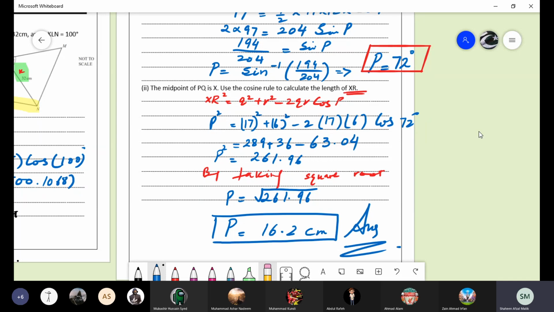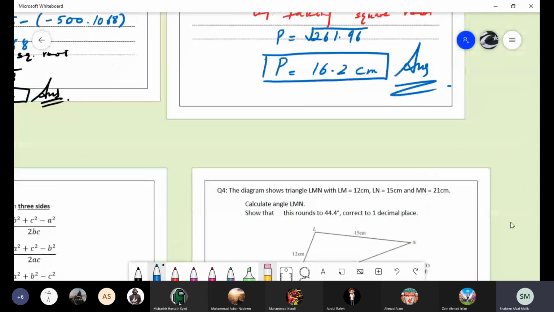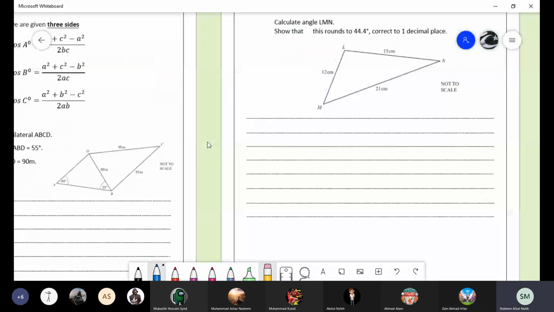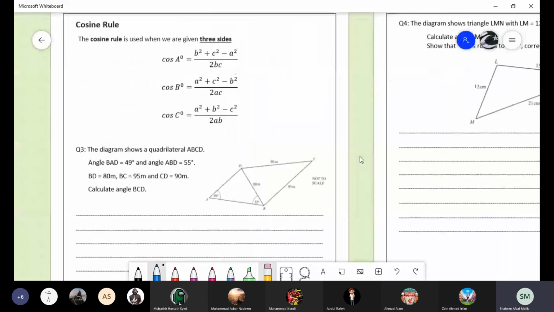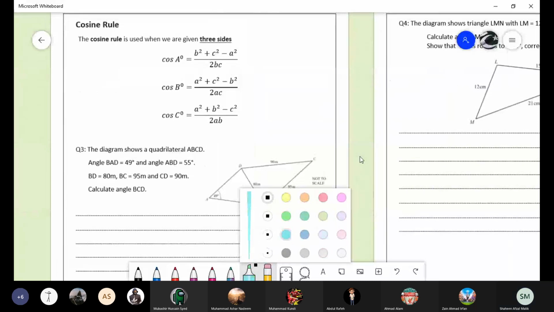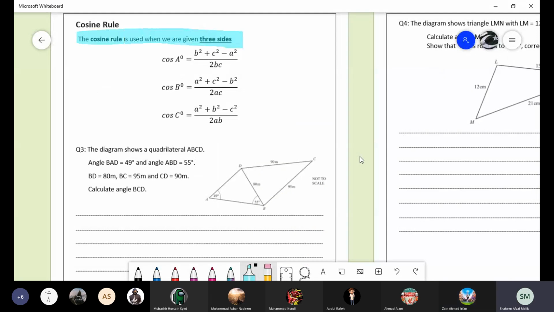Any problem in these two questions, boys? No, ma'am. Are you sure? Yes, ma'am. Can we move to the next? Yes, ma'am. Okay, the next is easier. The second condition of the cosine rule. What is the second condition of the cosine rule? When all three sides are given to you. Do you know the formula, or is there any need to explain the formula again? No, ma'am, no need of explanation. Okay, very good. Move to the question.